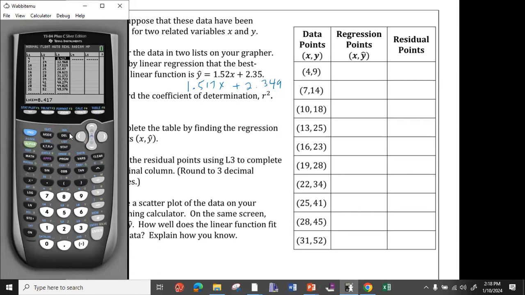You have to be on L3. Does that make sense? Could you still store it and then go look at the table and get each point? Yes. But why do that when I can let L3 produce it for me? All right, so our regression points are those numbers.